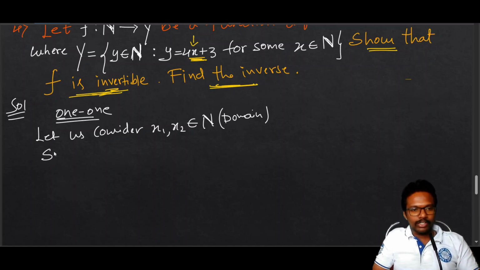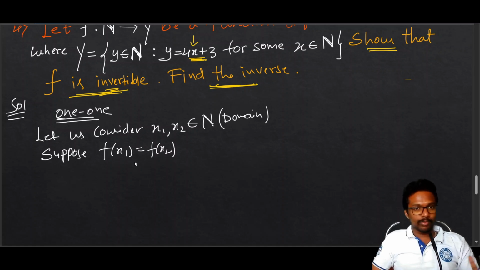Next I am going to equate them. Suppose f of x1 equals f of x2. I hope you understood this part, because I explained it clearly in the previous three questions. If you have not understood this part, please watch those previous three questions, then only you can understand this problem easily. If you watch and understand those three problems, then solving this problem is very easy. Okay, suppose f of x1 equals f of x2.